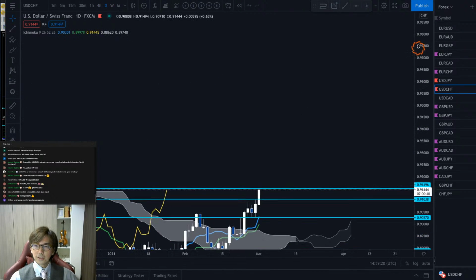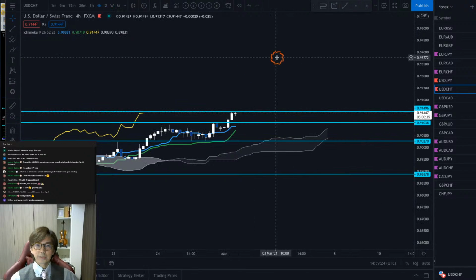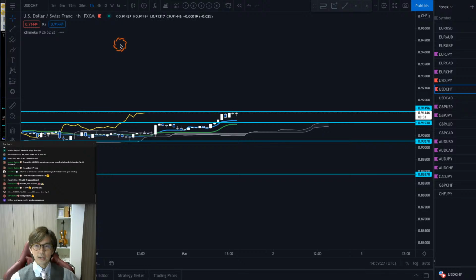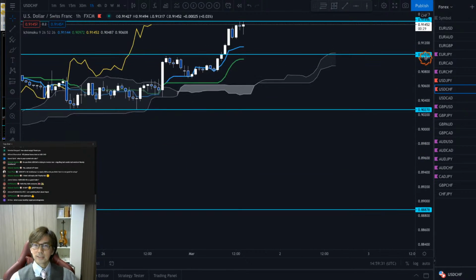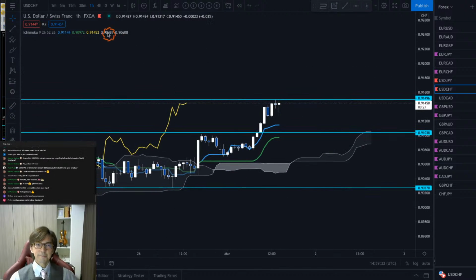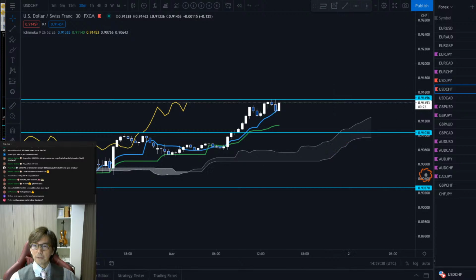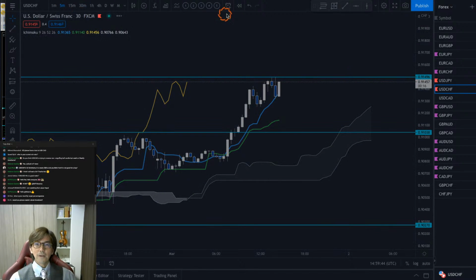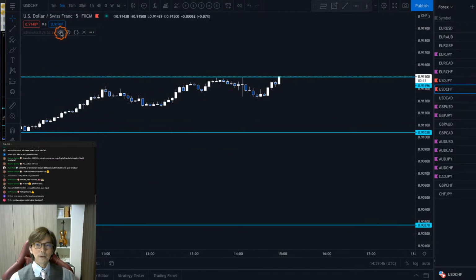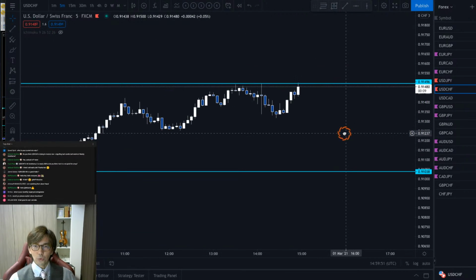Dollar franc daily chart is uptrending, and H4 is uptrending too. H1 is flat now, so better wait for the break. And 30 is also flat. Oh, I think Kijun-sen is up in 30. And let's see, in M5, this is bullish.